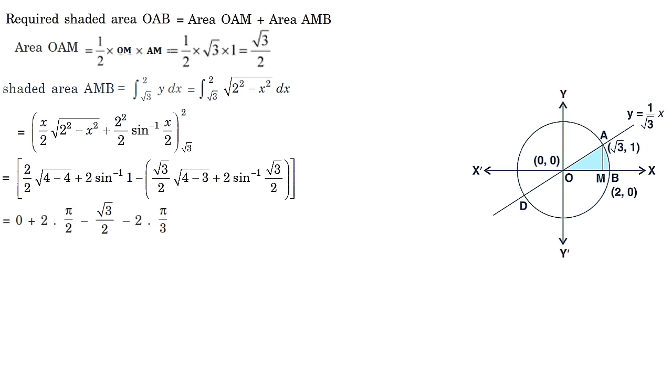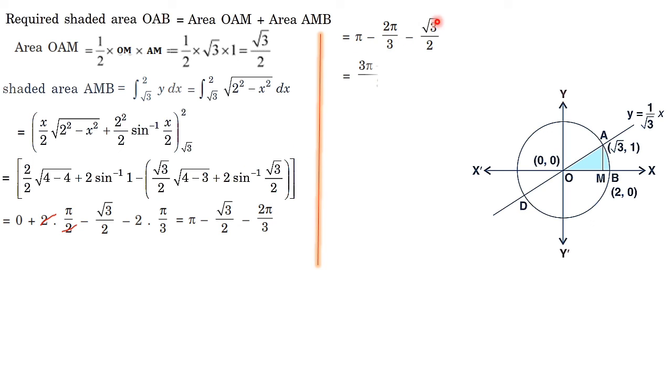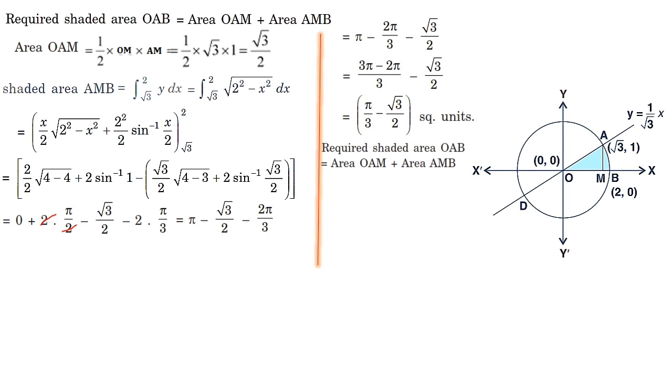Then this 2 and this 2 we can cancel, so that is equal to pi minus root 3 by 2 minus 2 pi by 3. Bringing like terms together, pi minus 2 pi by 3, and minus root 3 by 2. Taking the LCM, 3 pi minus 2 pi is pi by 3, minus root 3 by 2 square units. So this is the answer.